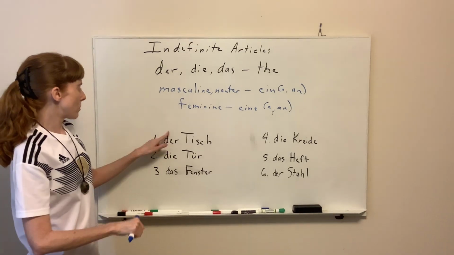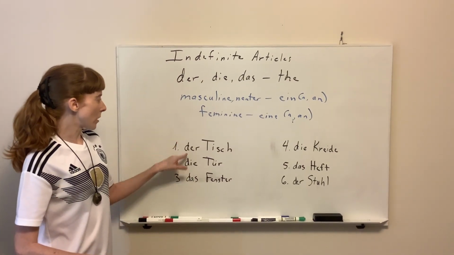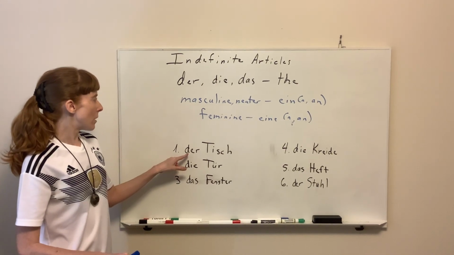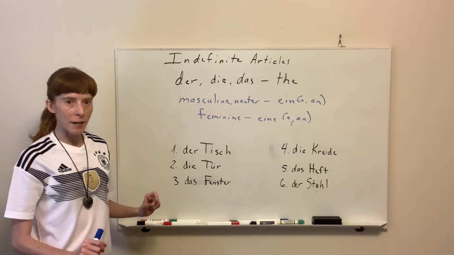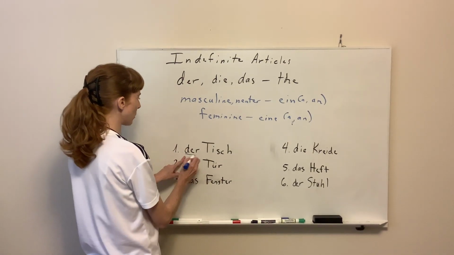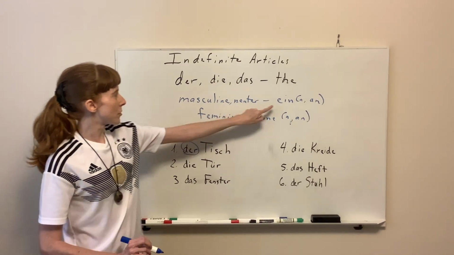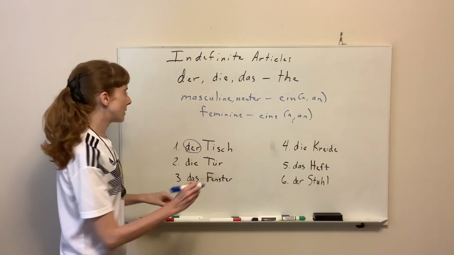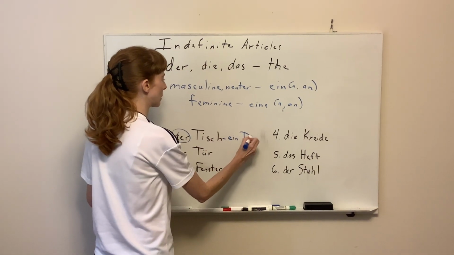So what we're going to do is we've got some words with der, die, and das in front of them, and we're going to change those to indefinite articles. So instead of saying der Tisch, the table, we're going to say a table. So first thing, we will look at the definite article. Der is masculine, so we want to use the word ein. So this would now be ein Tisch.